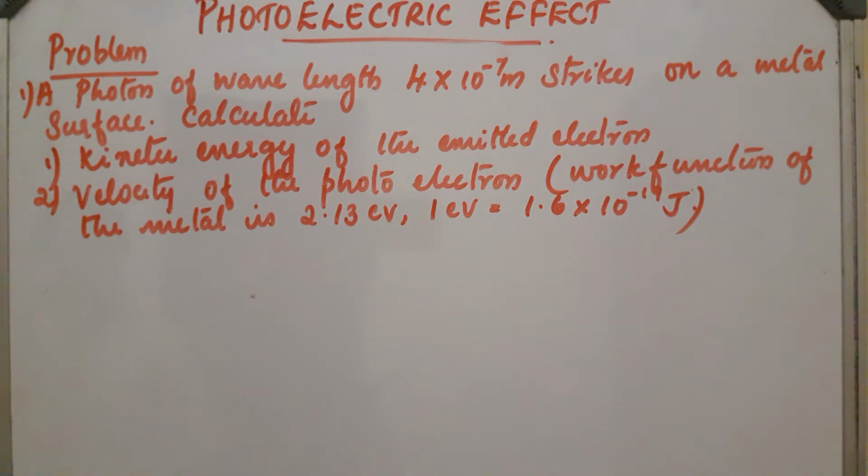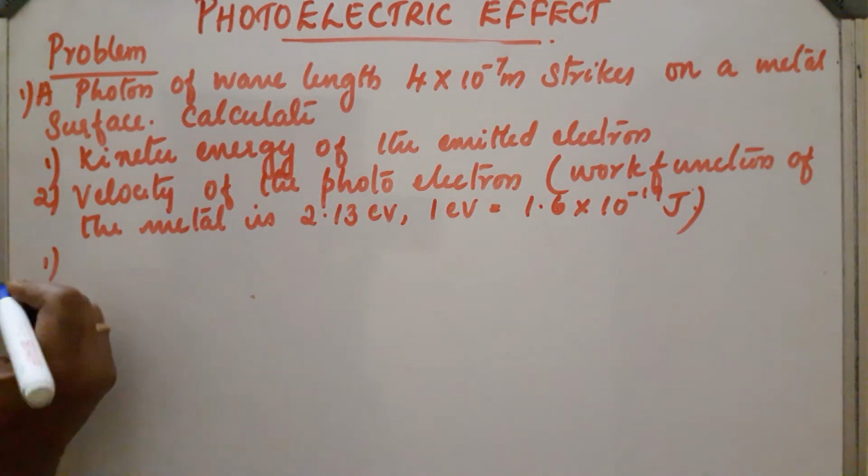Kinetic energy means the difference between the energy of radiation and the threshold energy, that is h nu minus h nu 0, which we have to calculate. For that, first we have to calculate h nu. The second part is the velocity of the photoelectron. Half mv square is the kinetic energy of the photoelectron, from which we have to calculate v. Now let us do the problem.